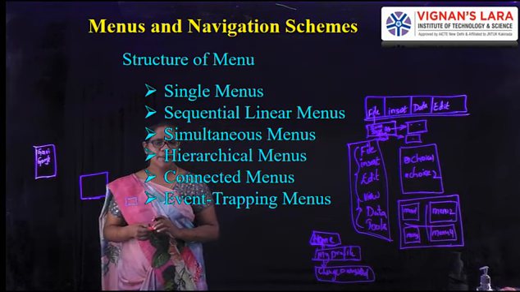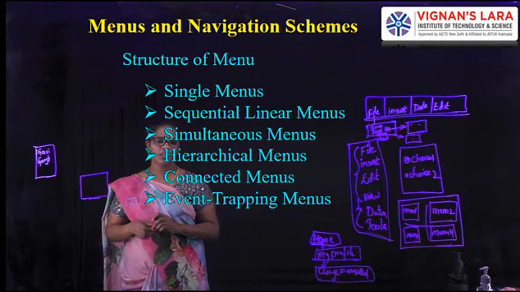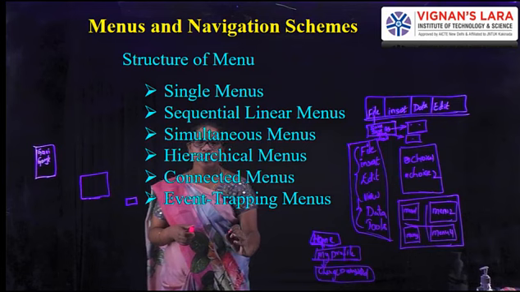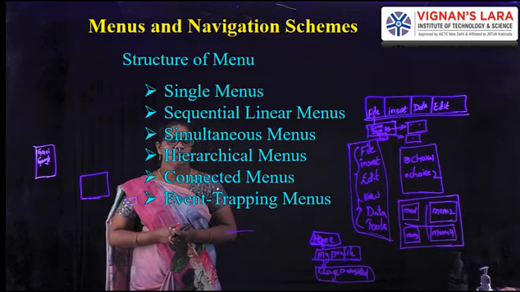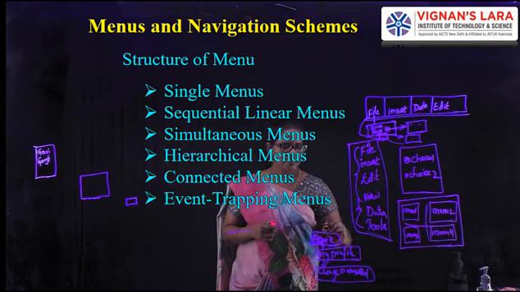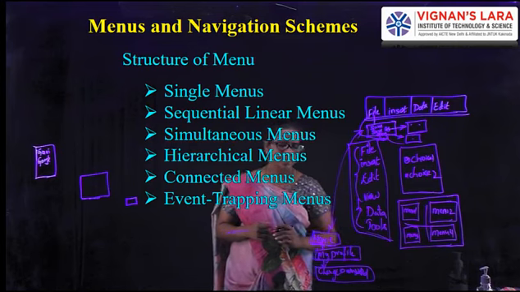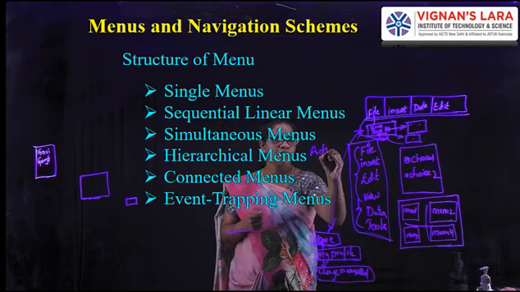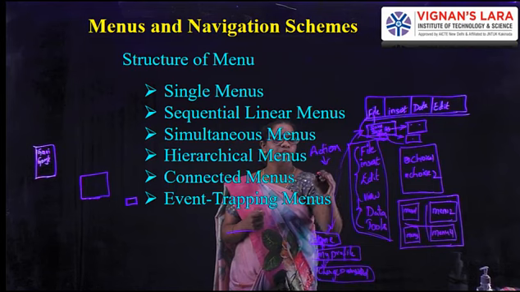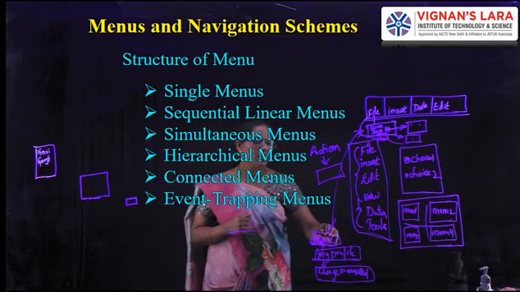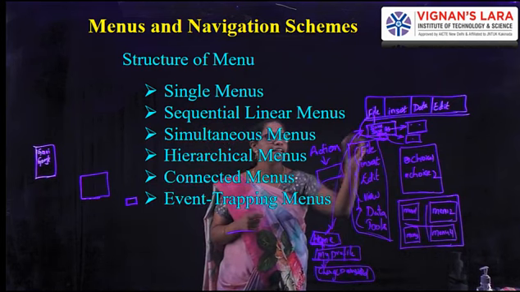The next one is the event trapping menus. We can't use event trapping menus now, that is not implemented, but there is one type of menus called event trap menus. In event trapping menus, both hierarchical as well as connected menus will be implemented. That means an event is nothing but some action. If you perform some action, then it will open a menu. That is the event trapping menus, a combination of connected menus and hierarchical menus. Okay.